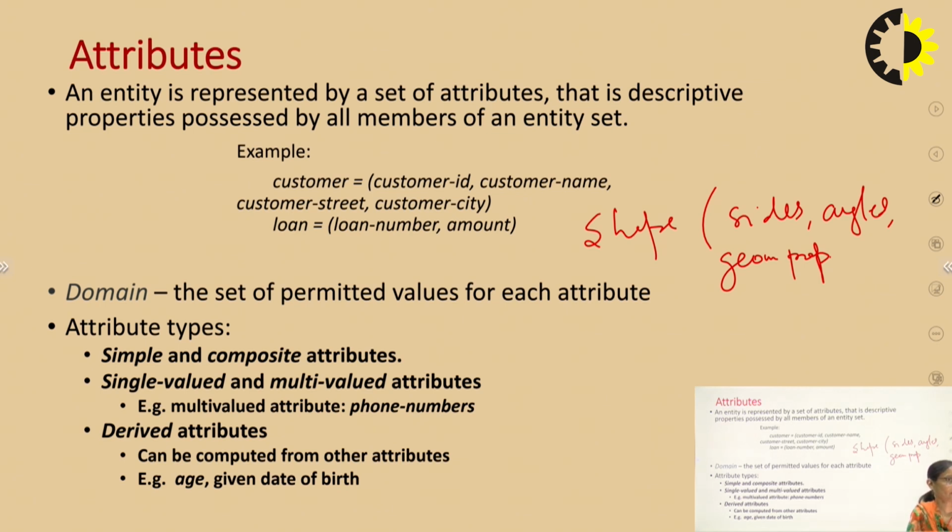So what is a domain? It is the set of permitted values for each attribute. For example, in the case of the customer ID, we could say it always assumes an integer value starting from 1 to 1000 or 10,000, depending upon the size of the company. The customer ID can never be 0, or negative. So in the case of the customer ID, what is the permitted value? What is the domain? That is positive integer values.